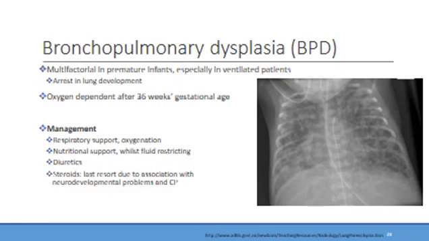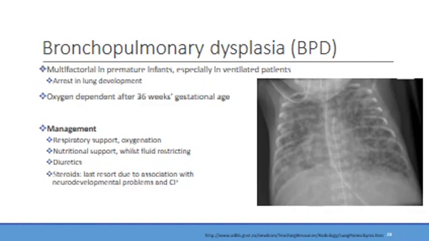The diagnosis of BPD is made when the baby is oxygen dependent after 36 weeks gestational age. The management is to support the baby's respiratory system, oxygenating well, and to prevent pulmonary hypertension and heart failure. Nutritional support is very important, as we often fluid restrict to prevent fluid overload in the lungs and heart, but because of the increased respiratory distress and requirements, nutritional support is very important, and the dietitian can be consulted to make sure that the baby's caloric needs are met.